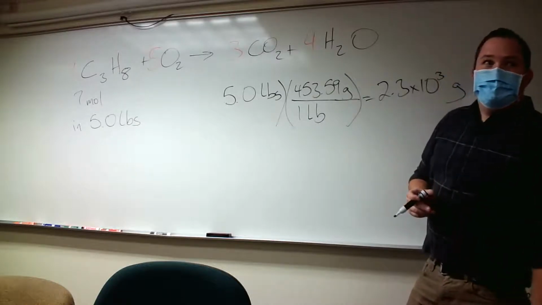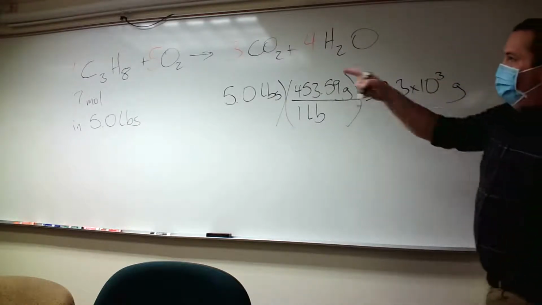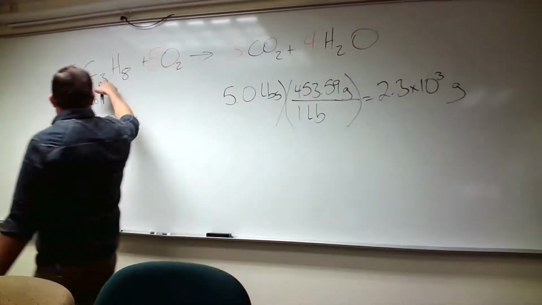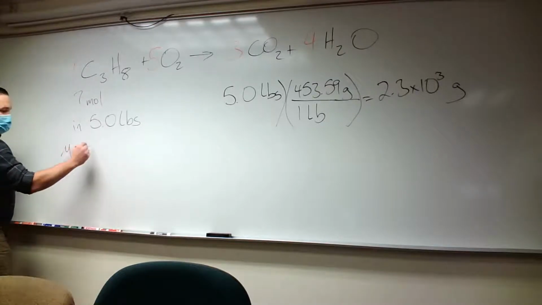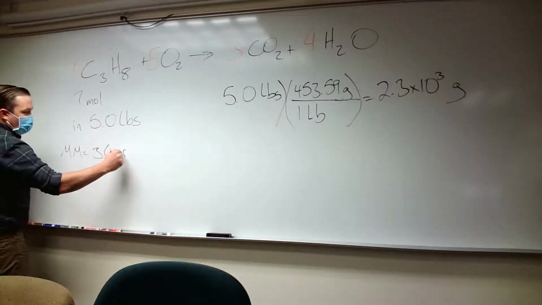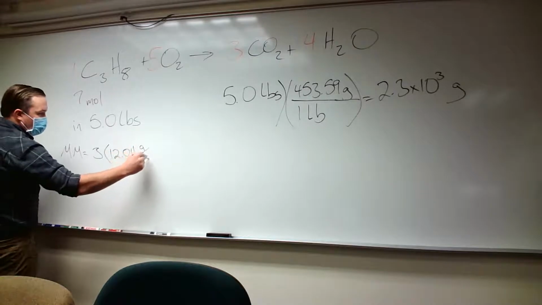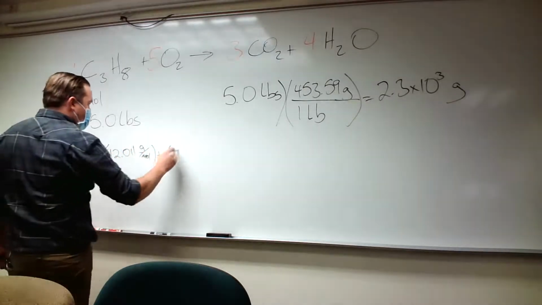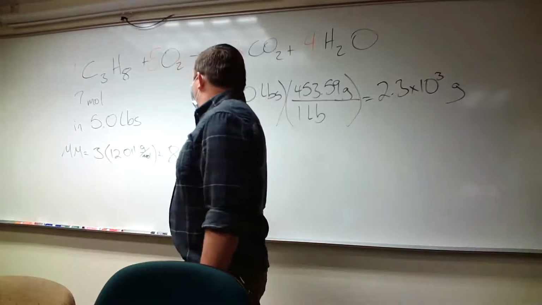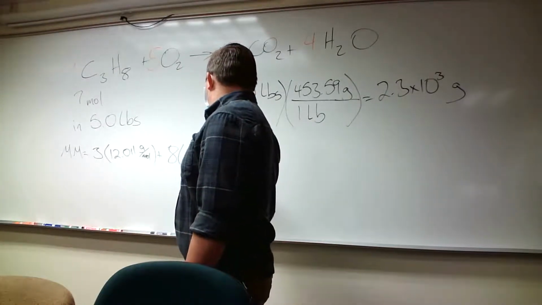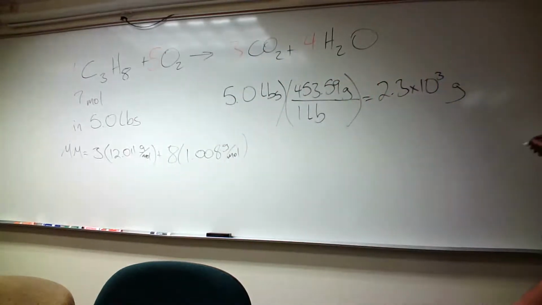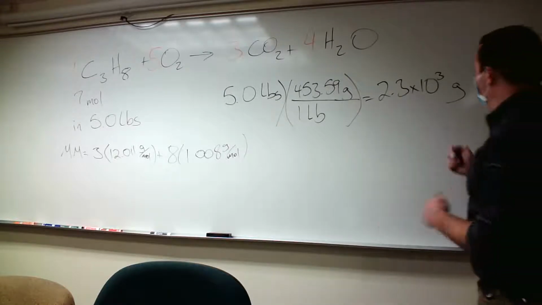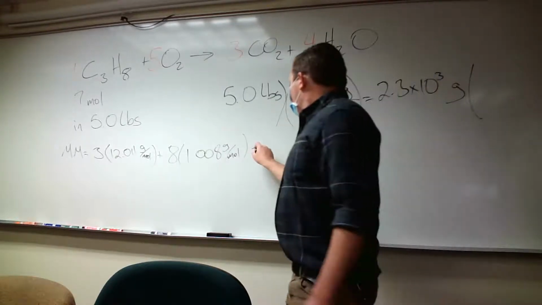And then we want to go grams to moles. So we need the molecular weight here. 3 carbons plus 8 hydrogens, so the molecular mass is 3 times 12.011 grams per mole, plus 8 times 1.008 grams per mole. 44.097. Oh, I know, it would be 0962.